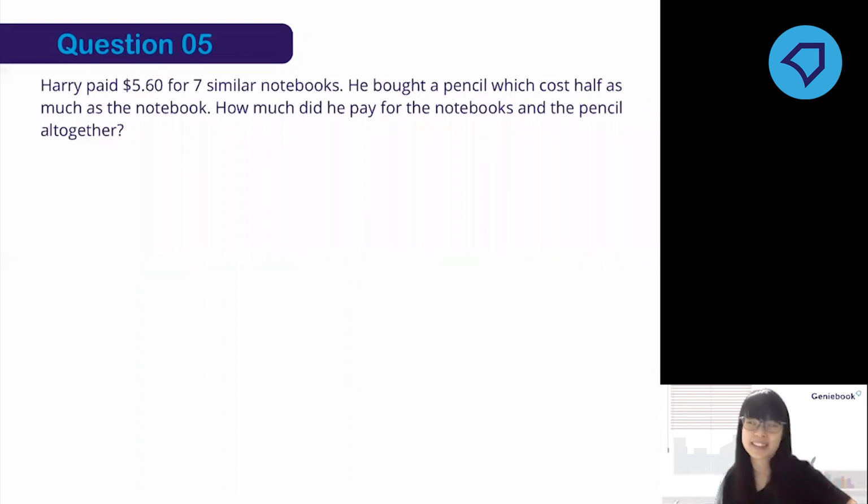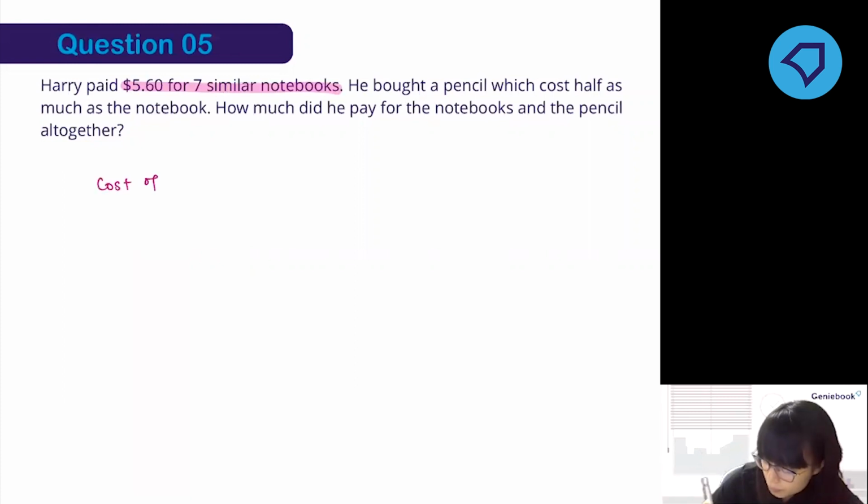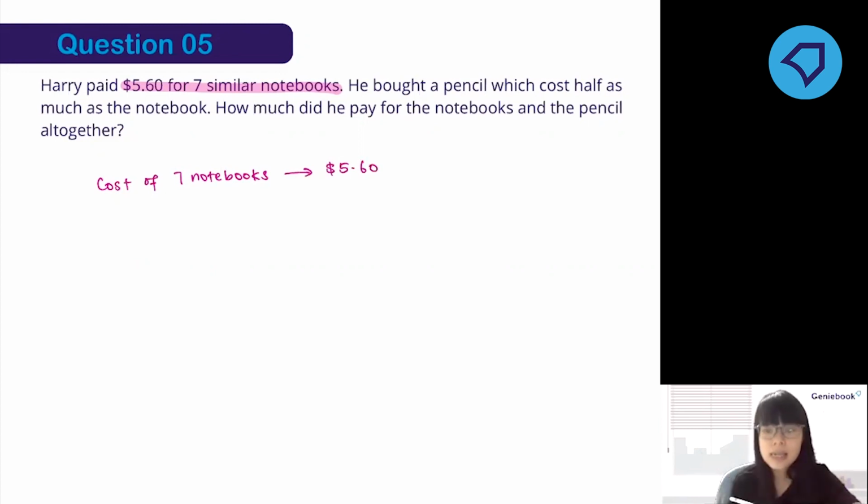Harry, like Harry Potter, yes. Let's break it up over here. The first step is $5.60 for 7 similar notebooks. What is $5.60 for 7 similar notebooks? It means the cost of 7 notebooks would be $5.60. The next step is to find the cost of one notebook.